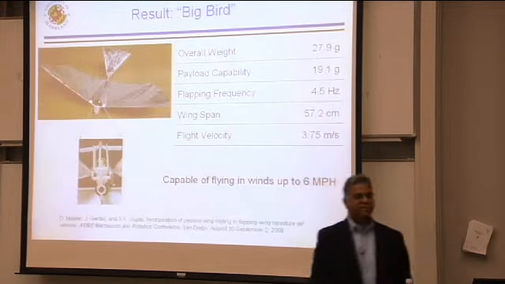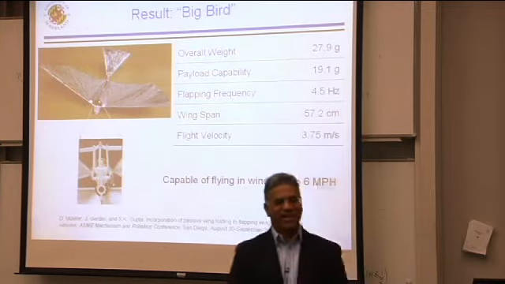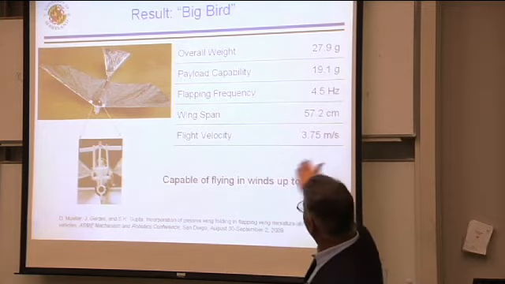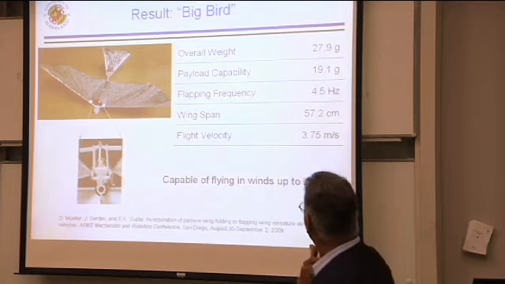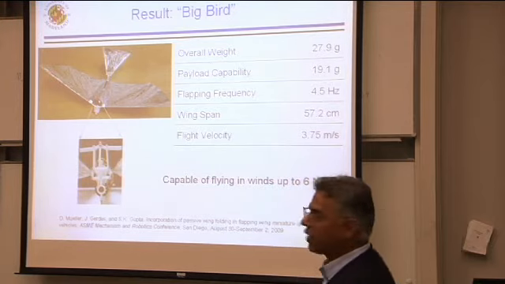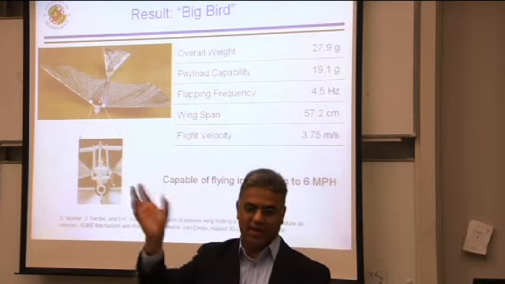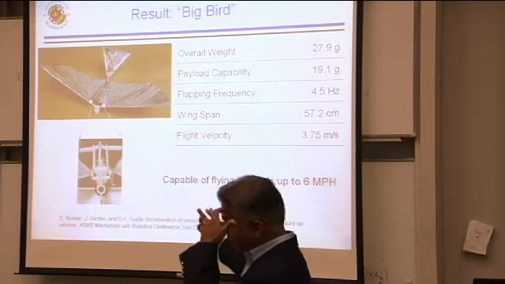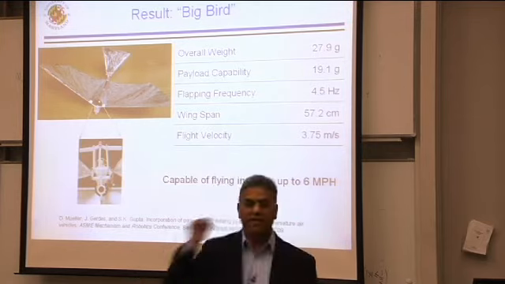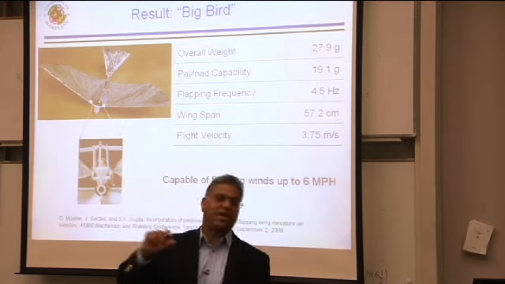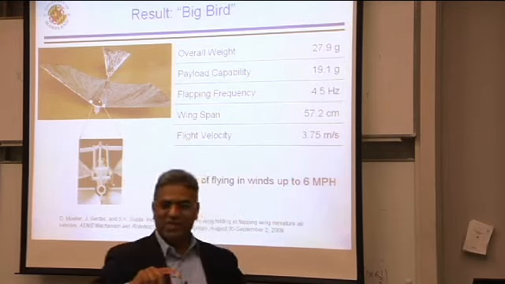So then we created another version of it, which we call Big Bird. In that case, the payload capacity bumped to 19.1 grams. And this one can also fly in up to 6 miles per hour wind outside. So now you can have outside flight with this thing, right? This was good, and we flew this platform with a tiny camera, and I'll show you videos at the end of the section.